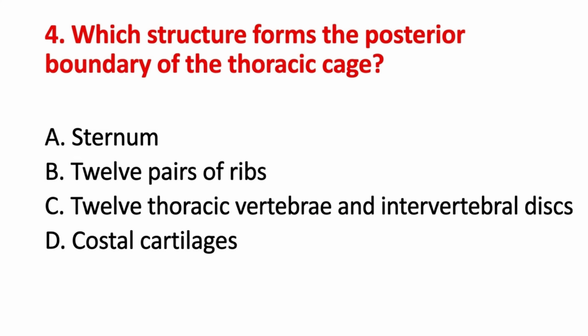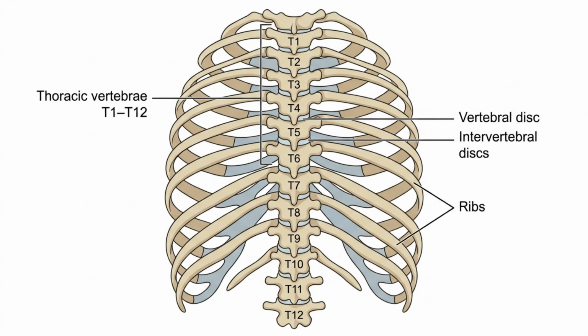The correct answer is C, 12 thoracic vertebrae and intervertebral discs. The thoracic cage has several boundaries. Looking at the diagram, the structure at the back of the thorax are the 12 thoracic vertebrae, labeled T1 to T12, together with the intervertebral disc between them.